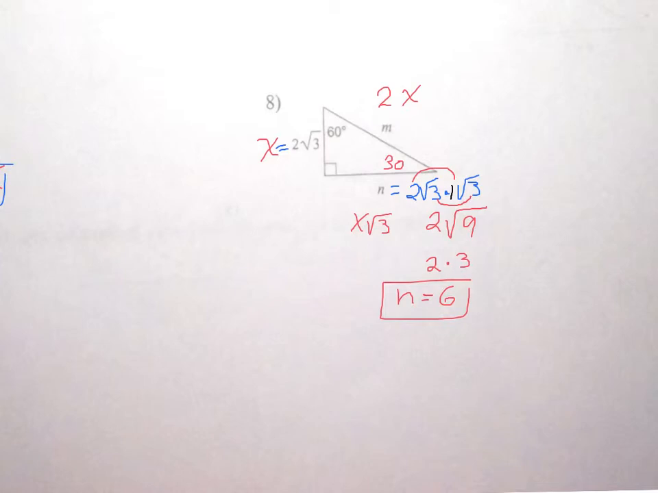Then to find the m, which is a hypotenuse, that's twice the short leg. So m is twice the short leg, and the short leg is 2 square root of 3. Notice that I'm putting inside the parentheses because I'm going to have to multiply, okay? So the number outside with the coefficient that is outside the parentheses, and that would be 4. So the answer is 4 square root of 3, and that's number 8.